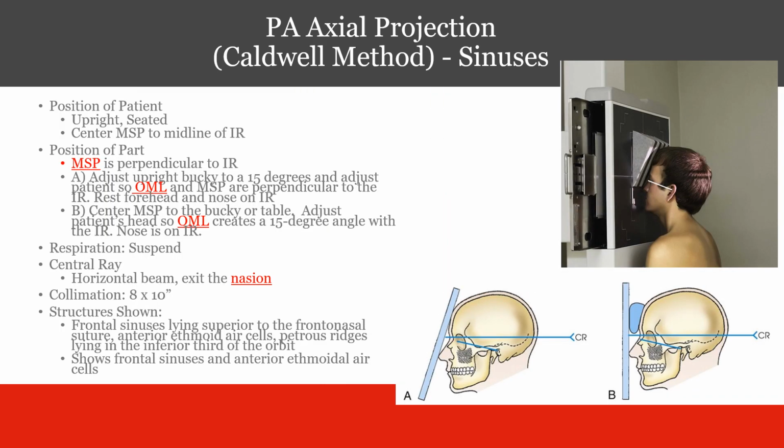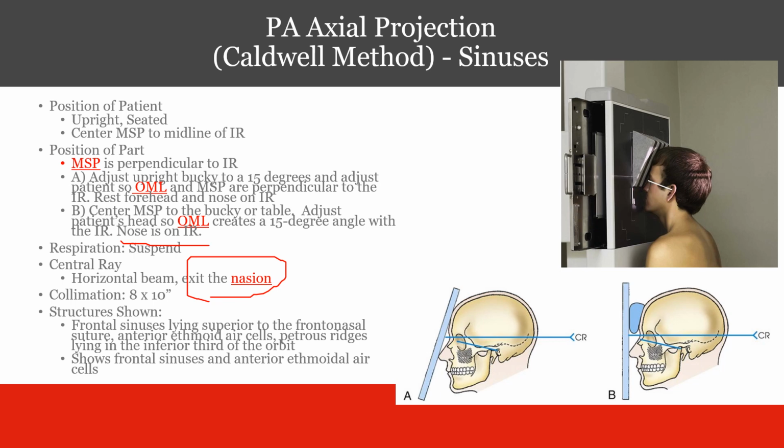The PA axial projection for the sinuses is going to be the same positioning as we have with the PA axial Caldwell, except that we need to use a horizontal beam. So we're going to make sure that we adjust the patient's head so the OML creates a 15-degree angulation with the image receptor. The nose is on the image receptor. We're going to exit the nasion just as we would with the PA axial Caldwell, and we're going to visualize the frontal sinuses lying superior to the frontonasal suture, and the anterior ethmoid air cells are shown.